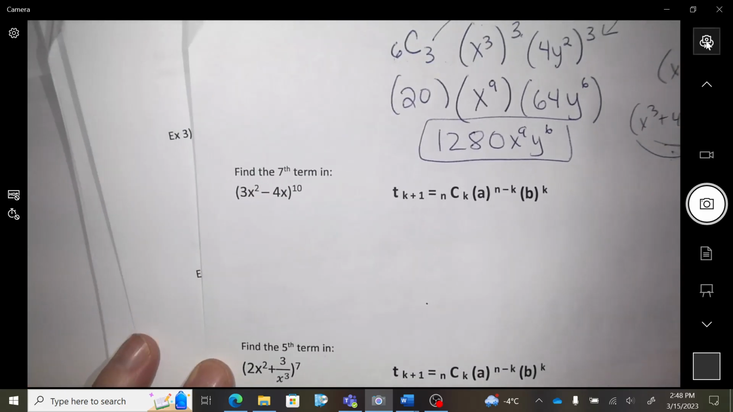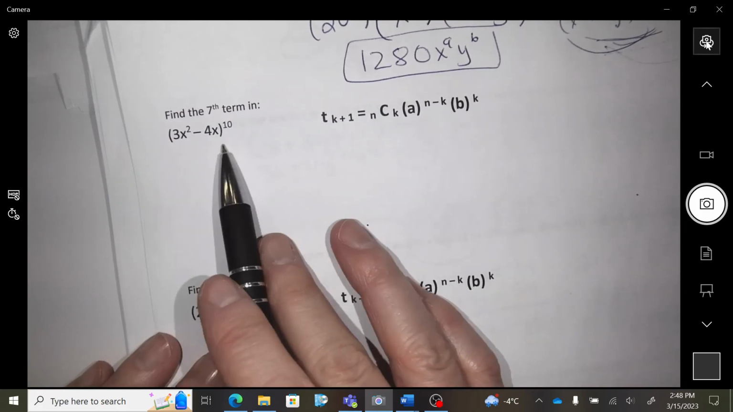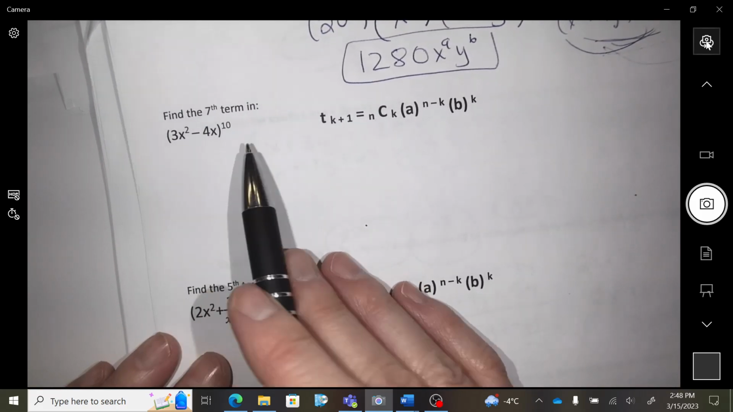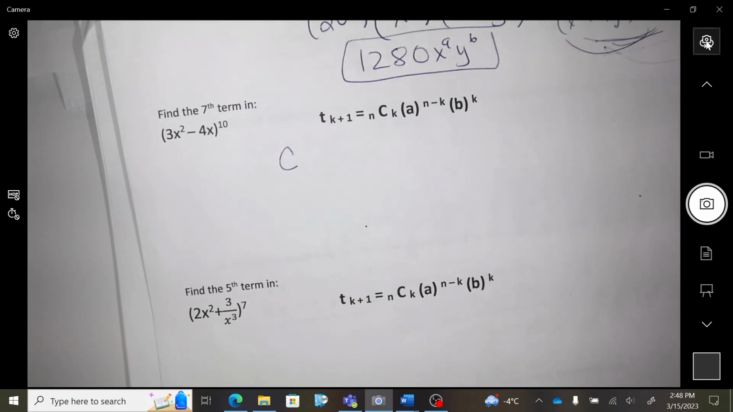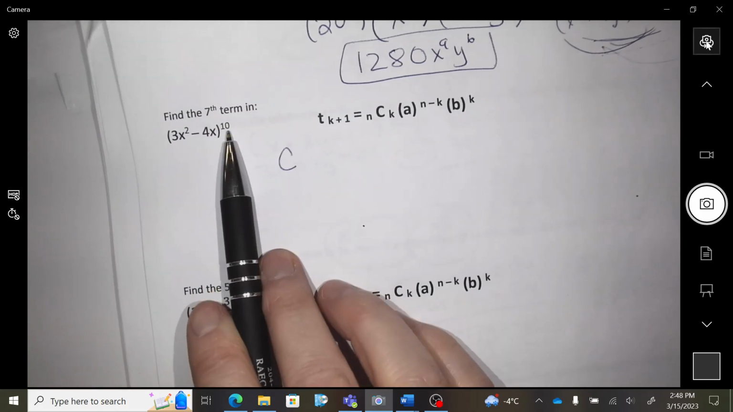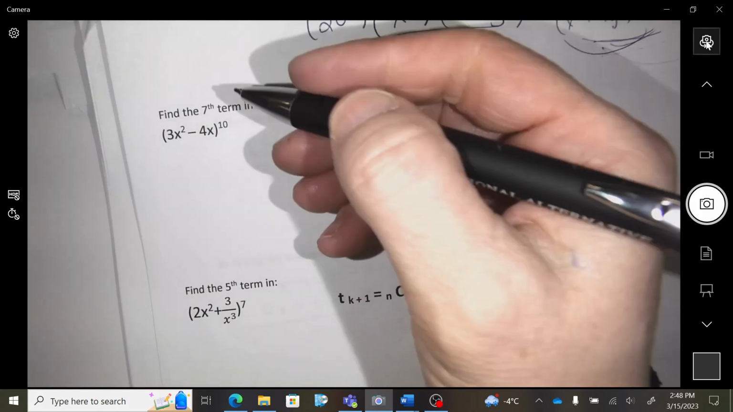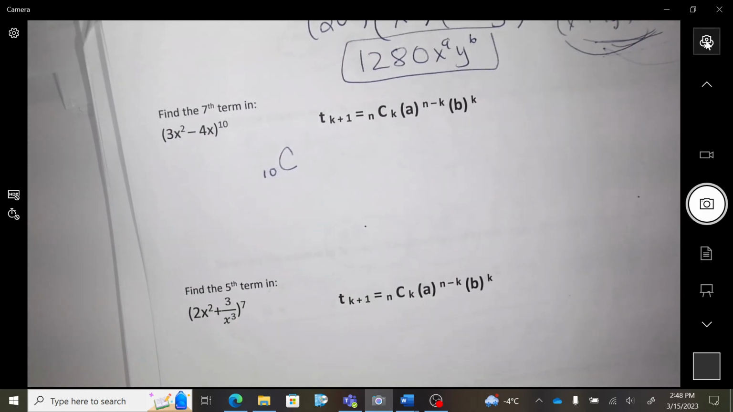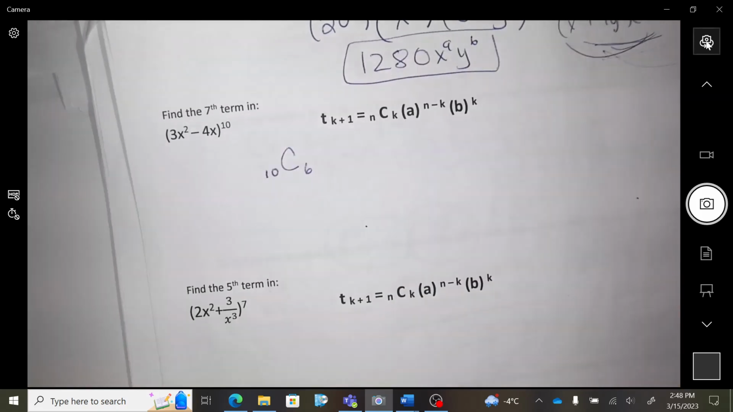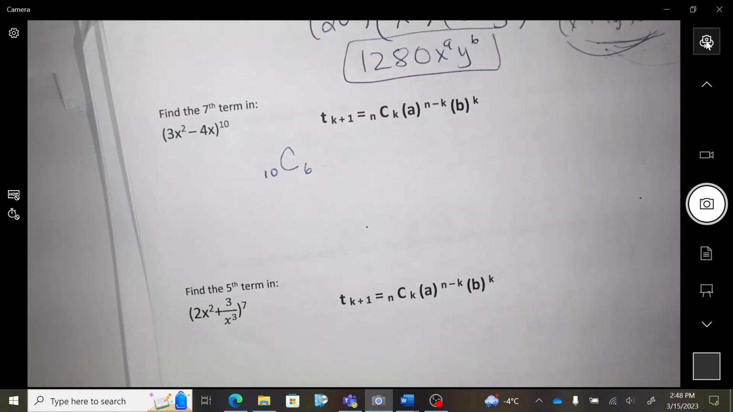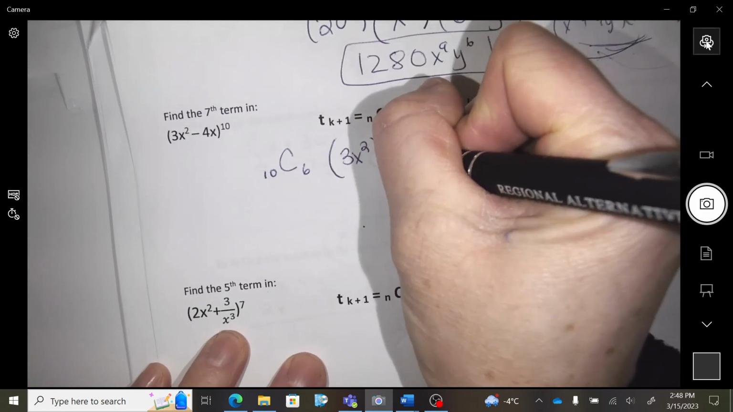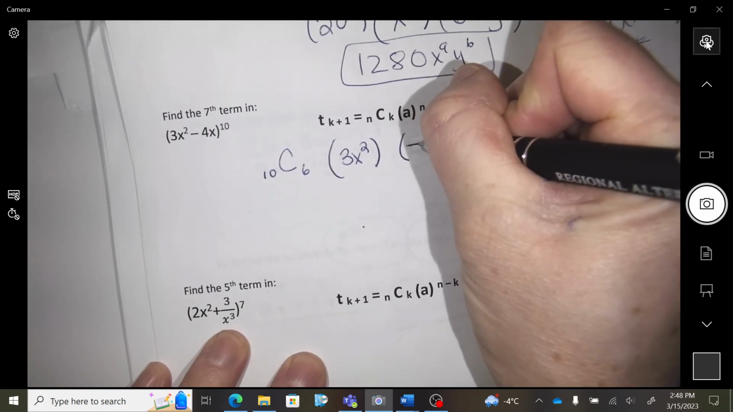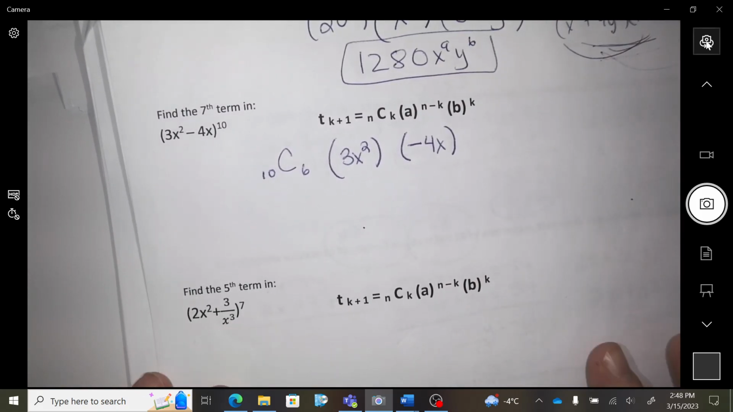Okay, find the 7th term if you were to expand this binomial. So instead of doing it by hand, what choose what? Where do you get your starter number from? The exponent. Exponent is the starter, so 10. Now it's choosing the 6, because I'm on the 7th term, so that's my 6, because of that stinking 0. Brackets 3x squared, brackets negative 4x. You need the negative in there.